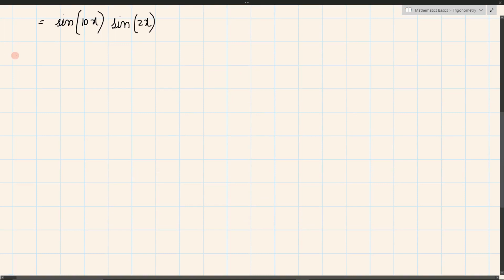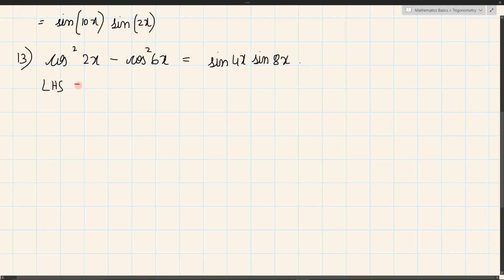So question number 13, cos square 2x minus cos square 6x is equal to sine 4x into sine 8x. So we have LHS is equal to, we can simplify a square minus b square, that is (a plus b) into (a minus b), that is (cos 2x plus cos 6x) multiplied by (cos 2x minus cos 6x).